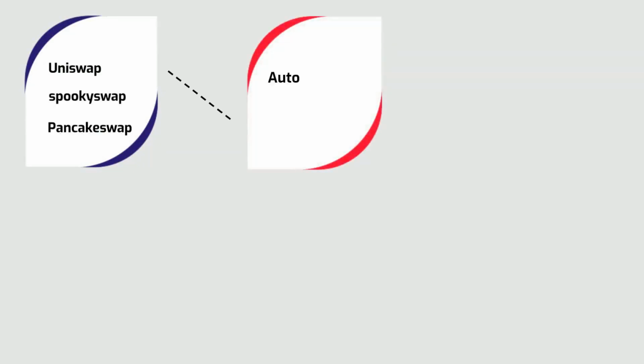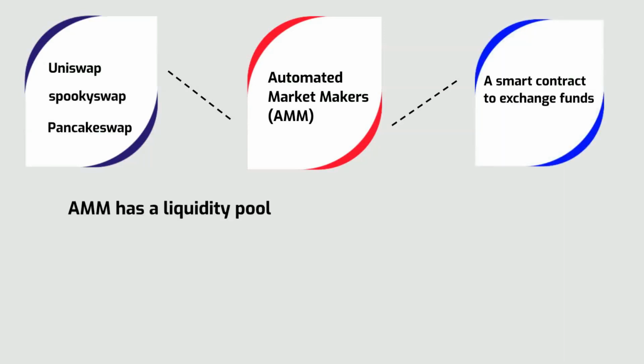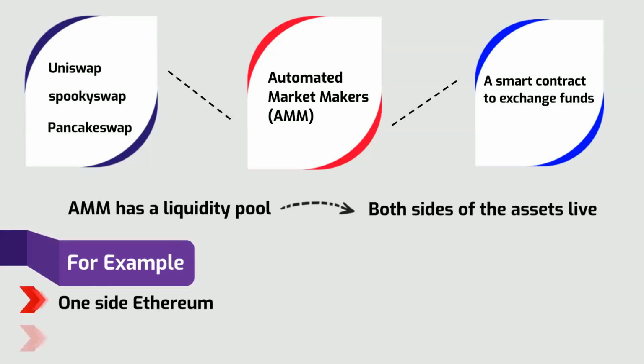Most decentralized exchanges like Uniswap, SpookySwap, or PancakeSwap use automated market makers where investors interact with a smart contract to exchange funds. This automated market maker has a liquidity pool where both sides of the assets live. One side contains, for example, Ethereum and the other side USDT.